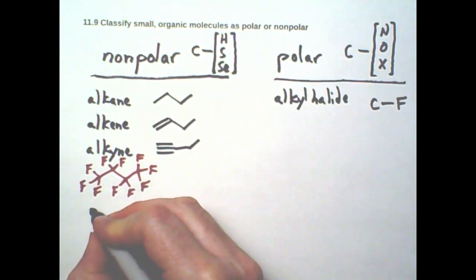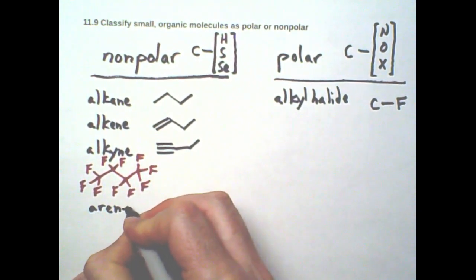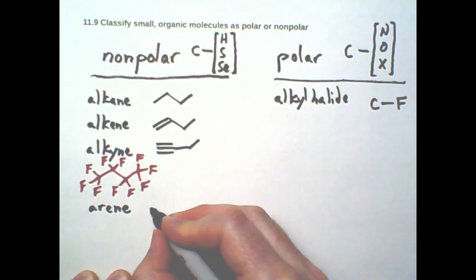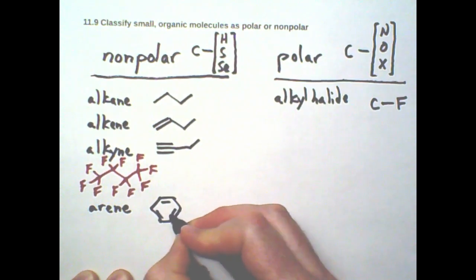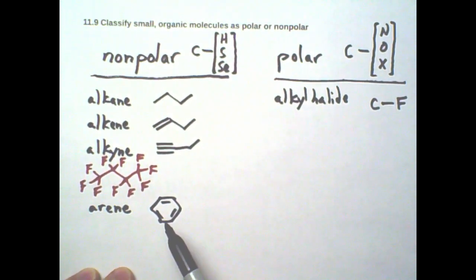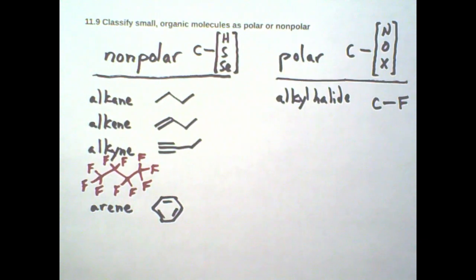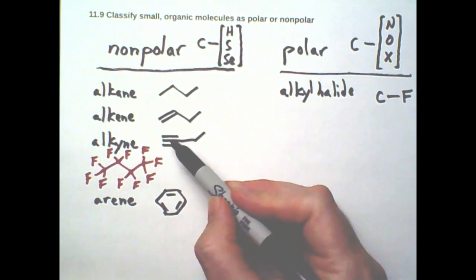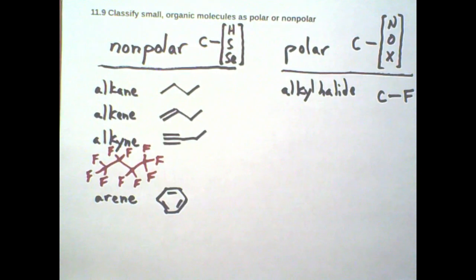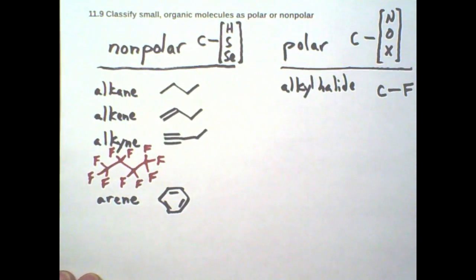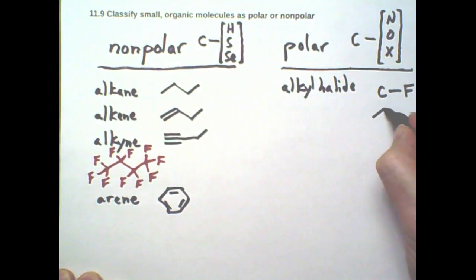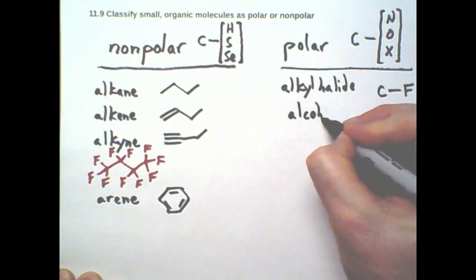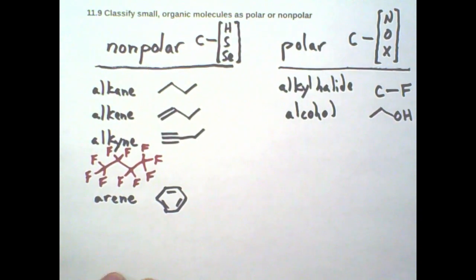Arenes. Like benzene. Just carbon and hydrogen. They've got double bonds, so they're electron rich. That's something that will become relevant with reactions. Alkynes and arenes are electron rich, but they are nonpolar. Alcohols, they've got C bonded to O. They're going to be polar.